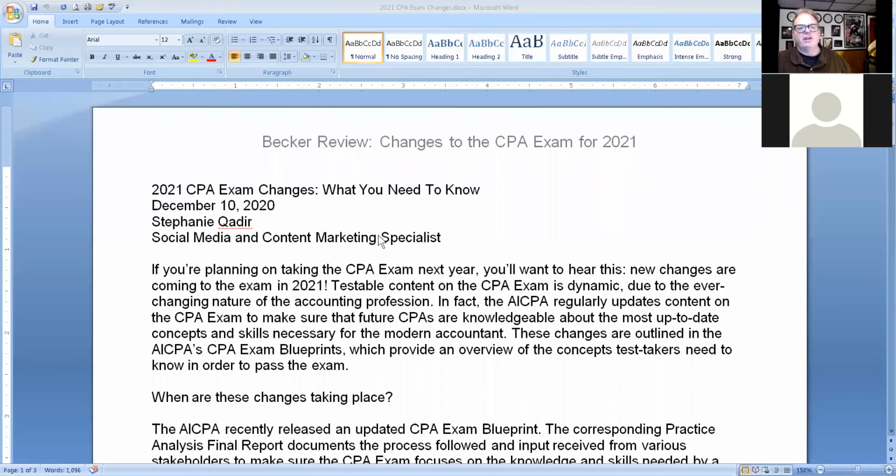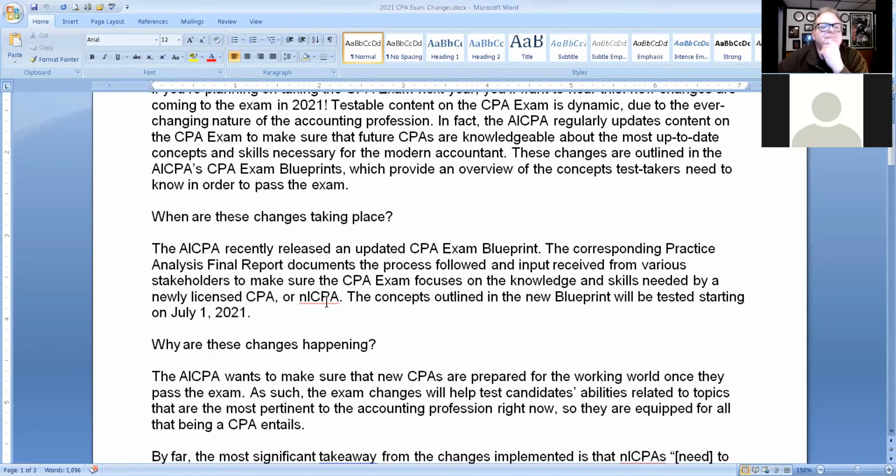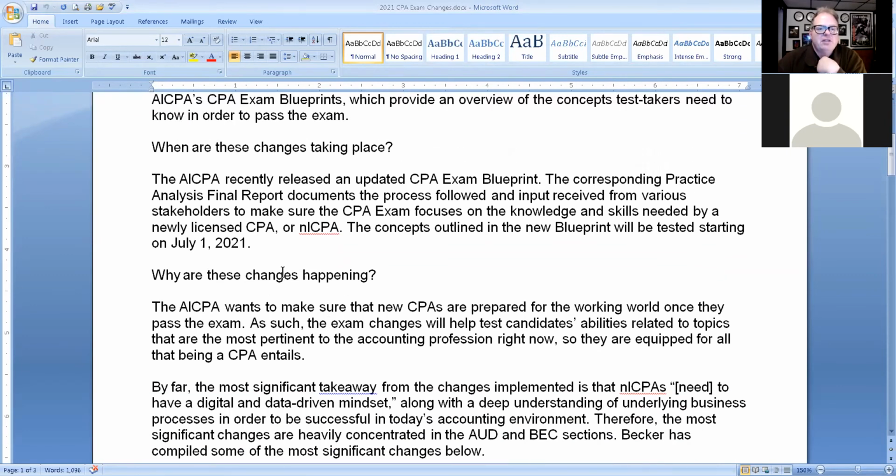Okay, so changes of the exam. This is kind of a summary. When are these taking place? These are the new changes going into place on July 1st, 2021, so 5 months from now. So most likely for most of you, that'll be the first time you take the exam, after that time. So you'll probably be running into these.